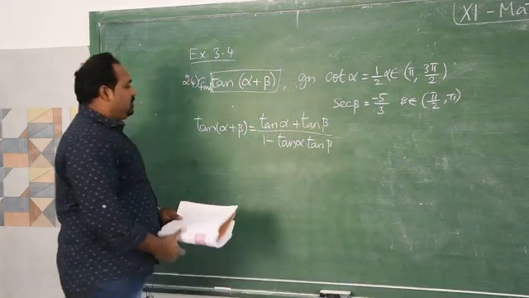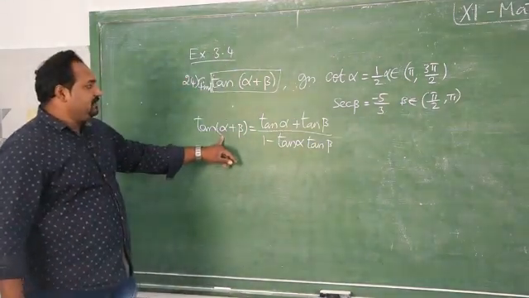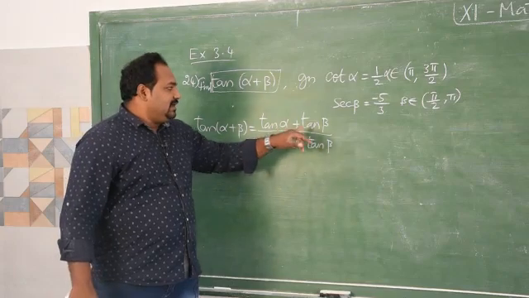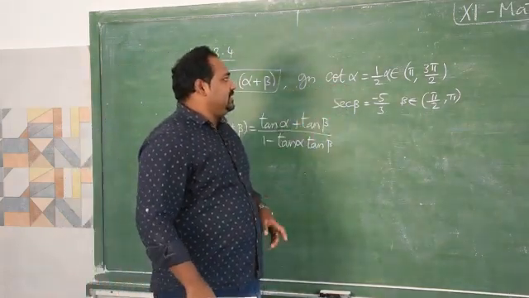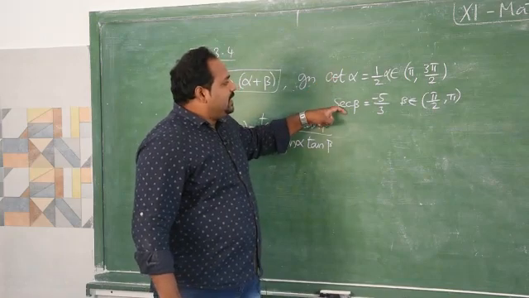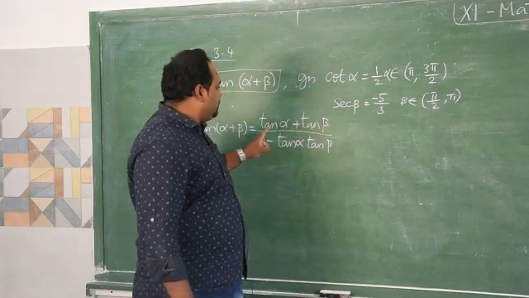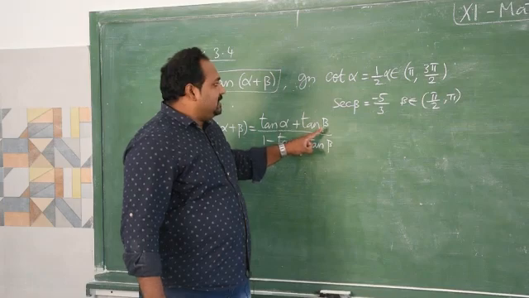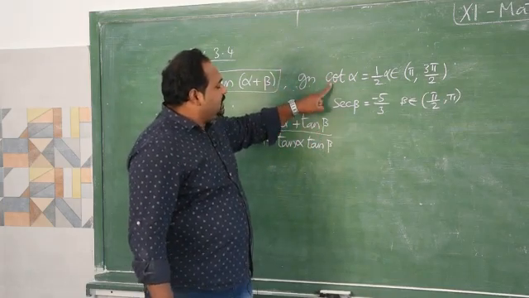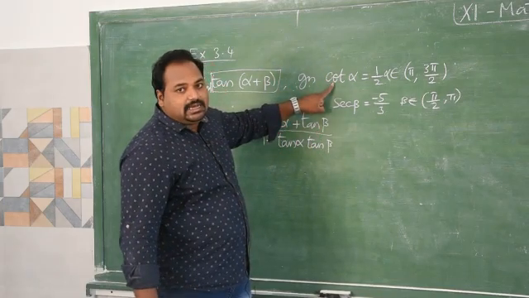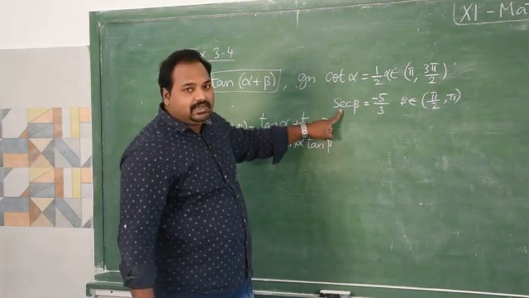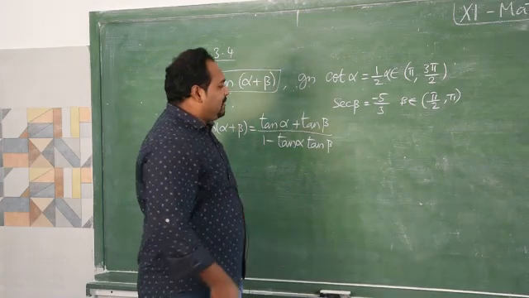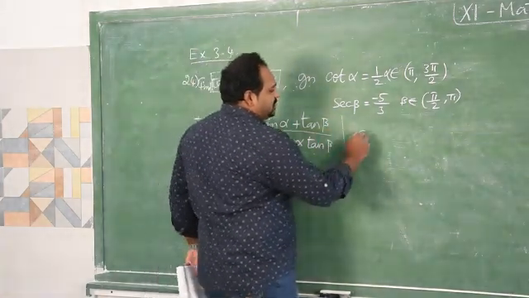See here, if you want to find tan(alpha plus beta), we need the values of tan alpha and tan beta, but here cot alpha and secant beta are given. So using these two given pieces of information, I am going to find tan alpha and tan beta. Tan alpha can be obtained from cot alpha, and tan beta from secant beta. How can we get the values?